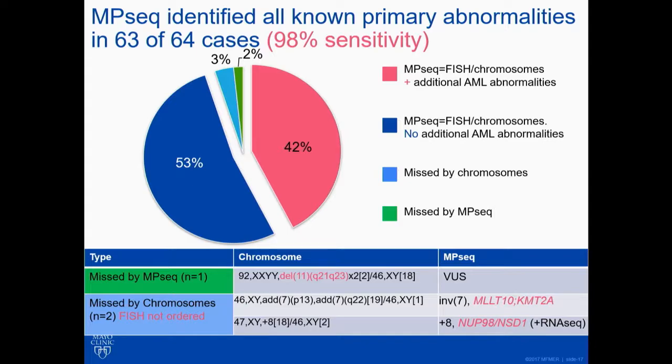Another case was interpreted as AML with trisomy 8, but we identified a cryptic NUP98 NSD1 rearrangement that would have been picked up had the clinician ordered the NUP98 break-apart FISH. Also, we proved that this was a functional fusion by RNA sequencing.